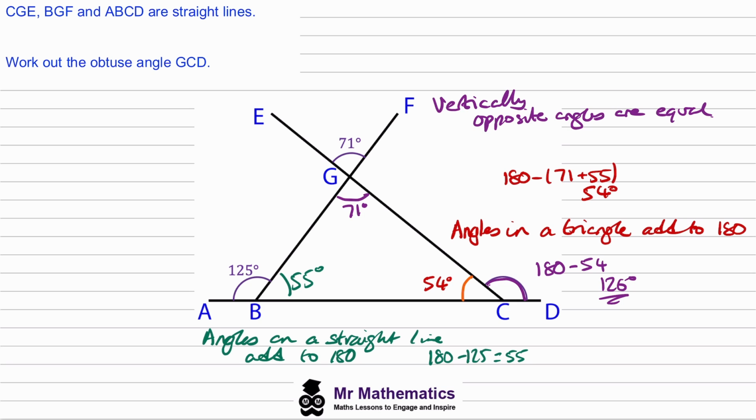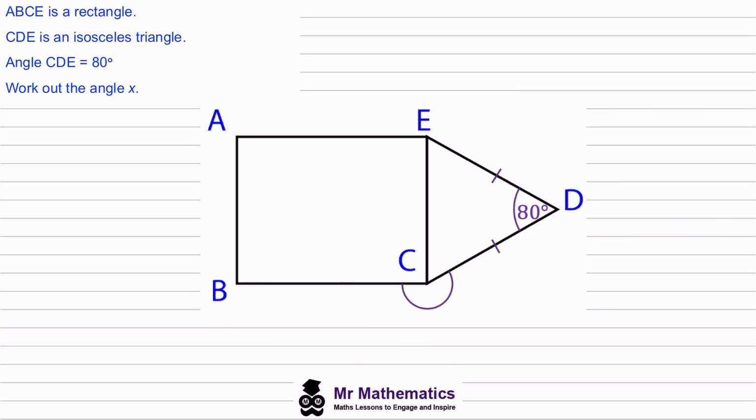Let's try another example. So now we're told that ABCE is a rectangle and CDE is an isosceles triangle. We need to work out this angle X. So do you want to give this question a go? If you think about angles about a point, this will help you work out X. You can pause the video and come back when you're ready.